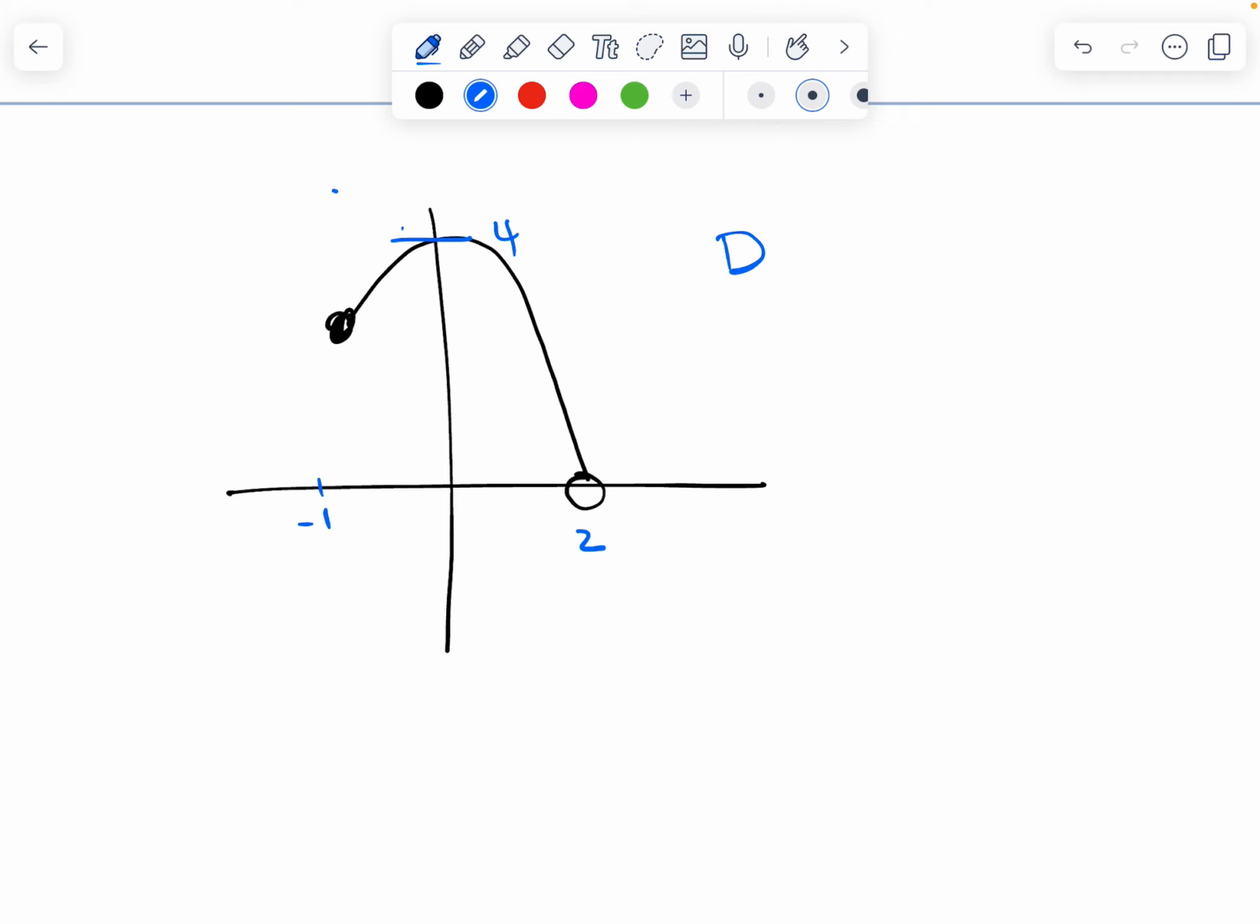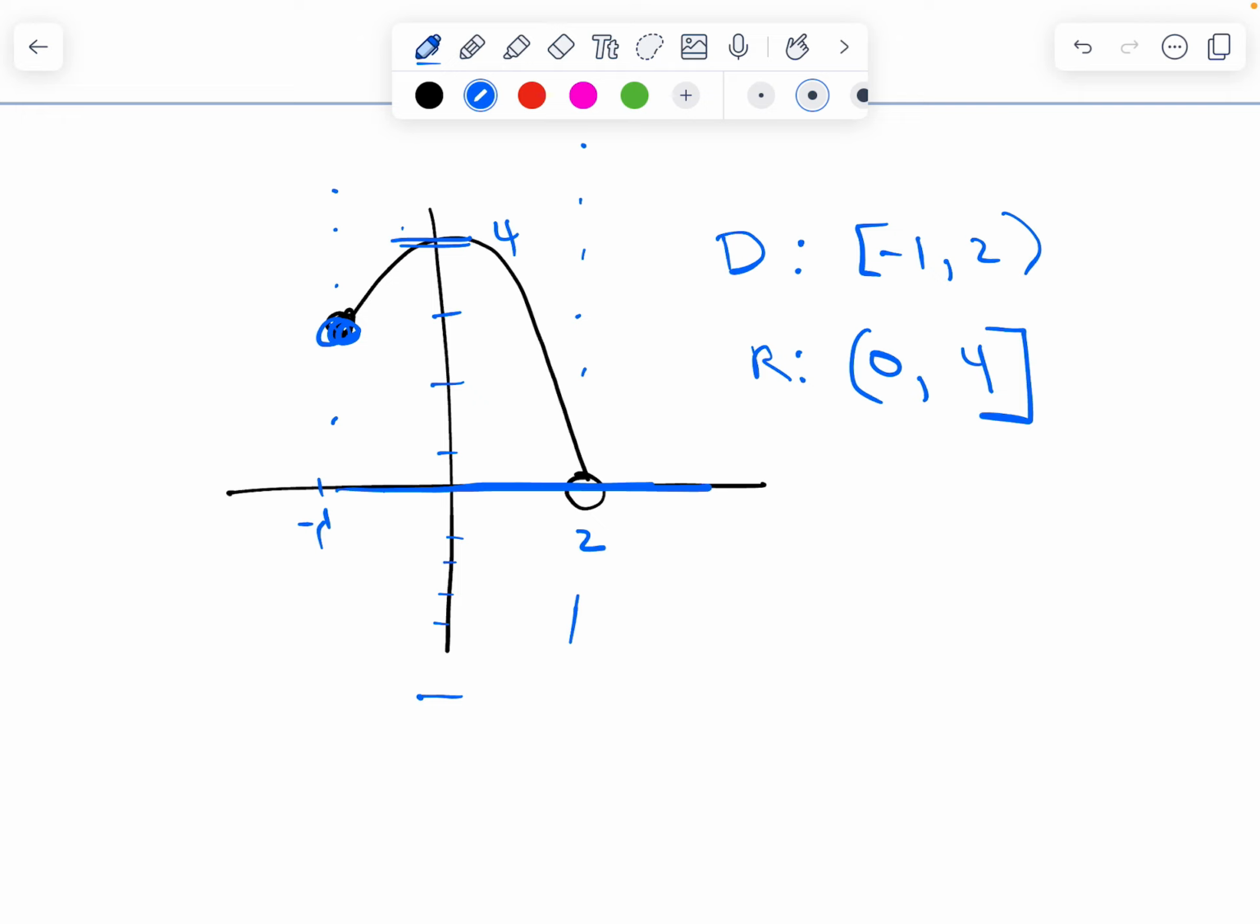Okay, so the domain is going to be negative 1 to 2. Negative 1 is a filled-in circle, square bracket. 2 is open, so it's surrounded by a parenthesis. Now, the range is where a lot of people are going to make mistakes. For the range, you think of the lowest y value. So here it's negative 5, negative 4, negative 3, negative 2, negative 1. This is at 0. So the y value here is 0. That's the lowest y value. And then 1, 2, 3, 4. The highest y value is 4. So it's 0 to 4 with the square bracket. Just remember, when you're thinking of the range, you're thinking of y values. And the lowest y value here is 0.